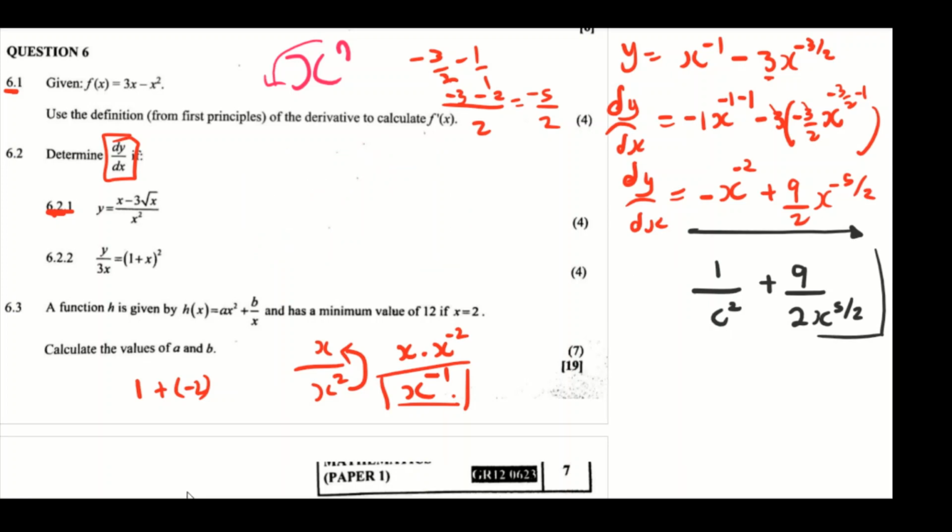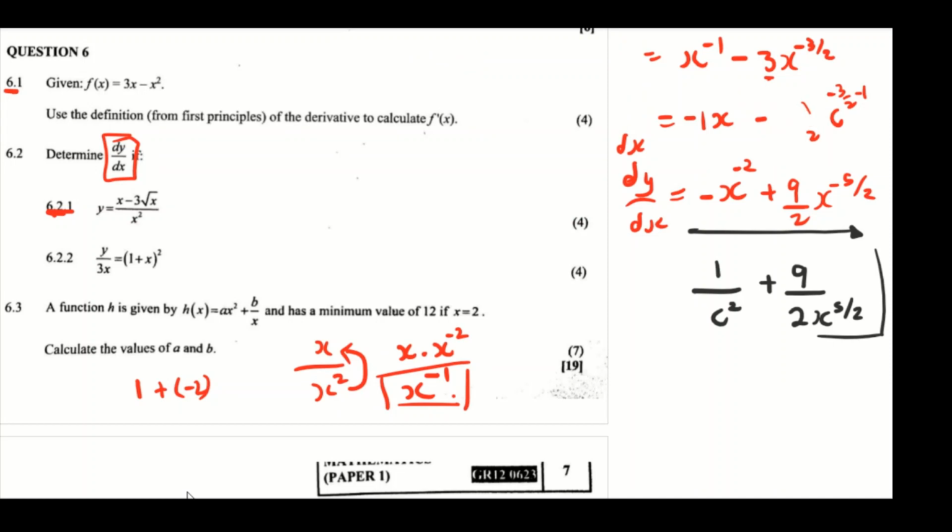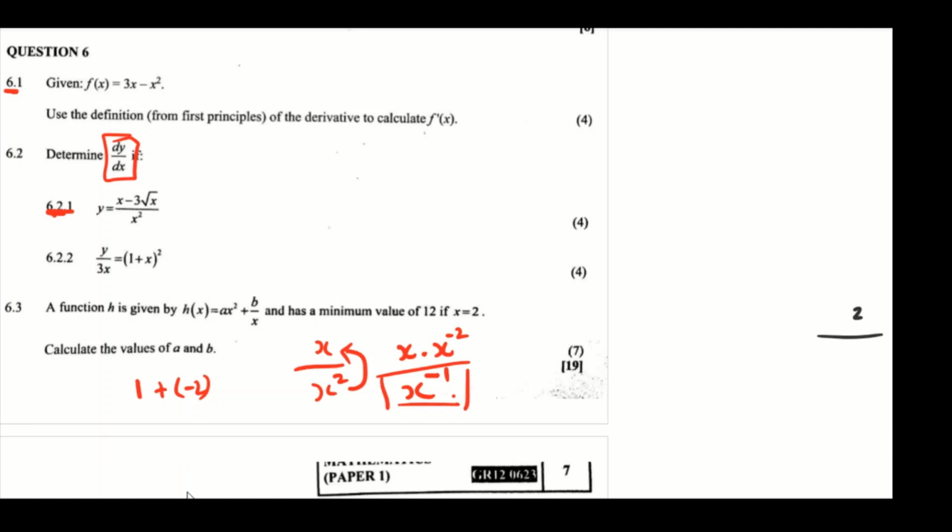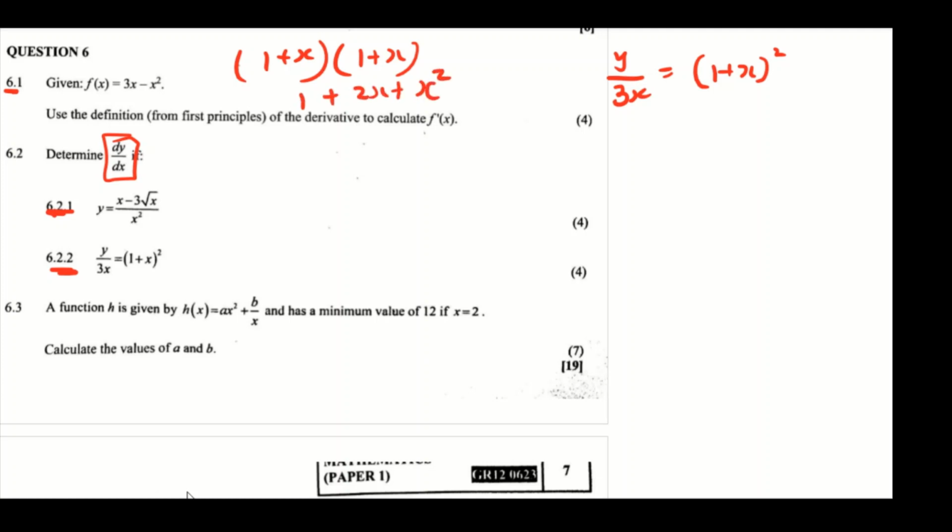So now let's get down to another one, 6.2.2. So 6.2.2, we also asked to derive, which looks also more or less similar to what we just did. 6.2.2, so we're having y over 3x is equals to 1 plus x squared. What is 1 plus x squared, all squared? So it's 1 plus x like this, then we do the product, we have 1 plus 2x plus x squared, right? So it's y over 3x equals to 1 plus 2x plus x squared.